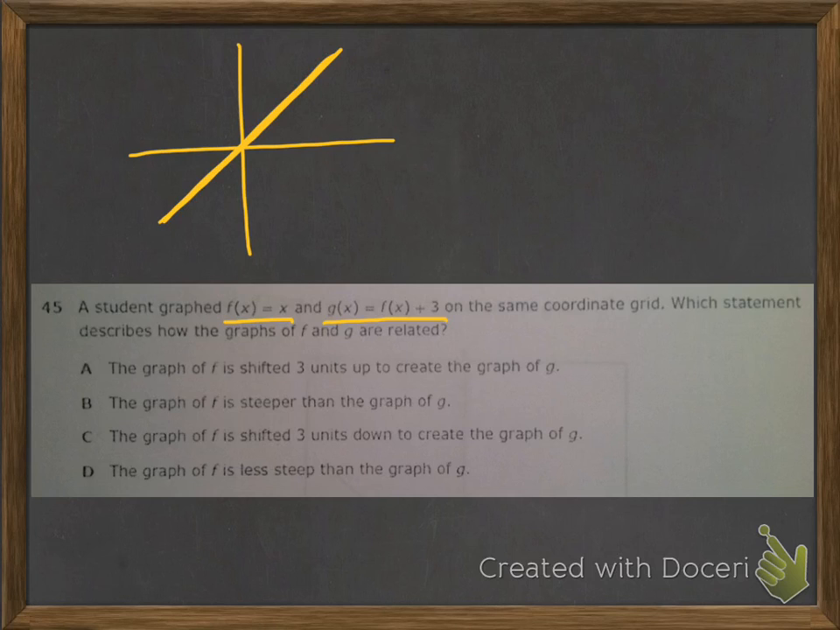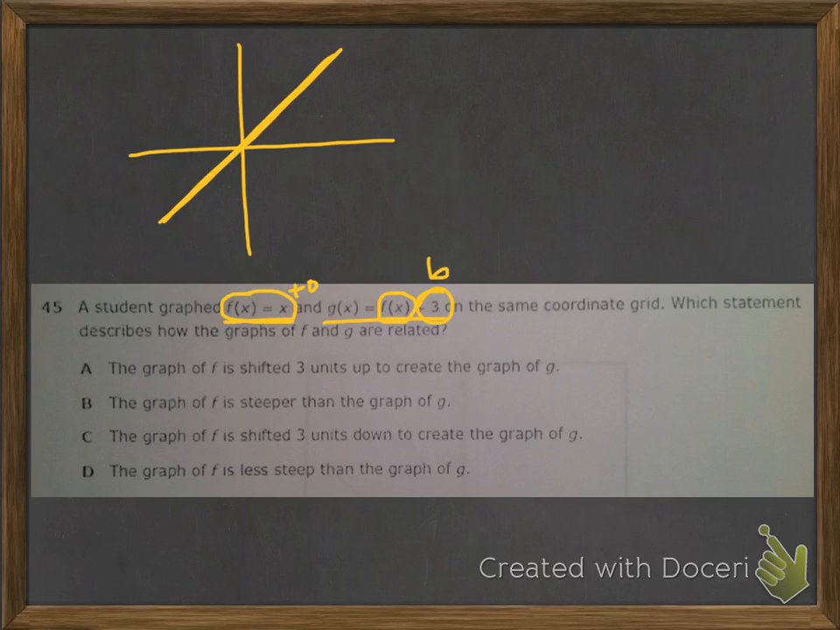Now this other equation looks a little weird. It says f of x plus 3. So this part basically just means the same as this guy. So it's basically this guy plus 3. The plus 3 is like my y-intercept. My y-intercept is going from a plus 0 to a plus 3.